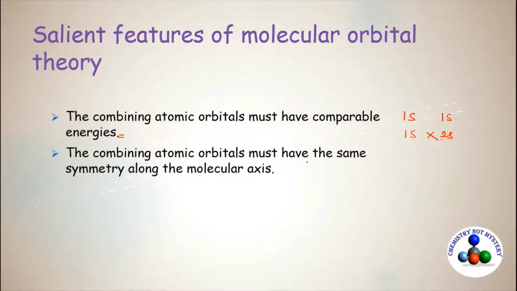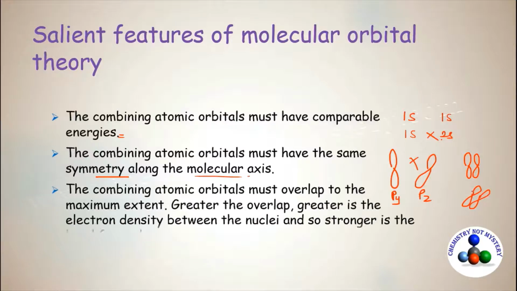Combining atomic orbitals must have the same symmetry along the molecular axis. That means, for example, this is py atomic orbital and this is pz atomic orbital. They both have the same shape, but they have different orientation along the intermolecular axis, so they cannot overlap with each other. Py can overlap with py only and pz can overlap with pz only.